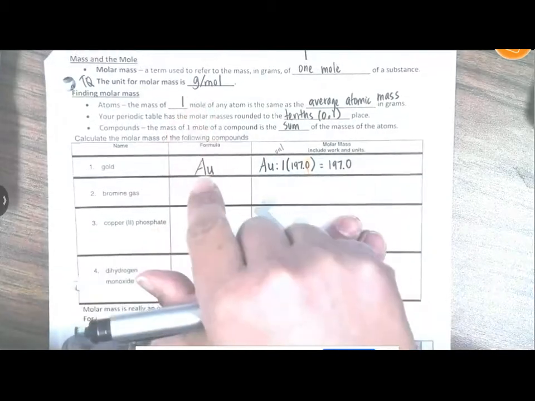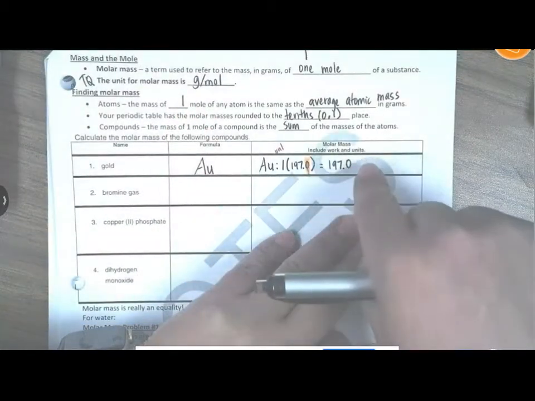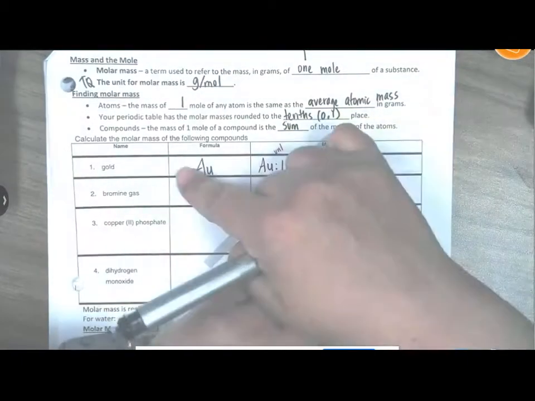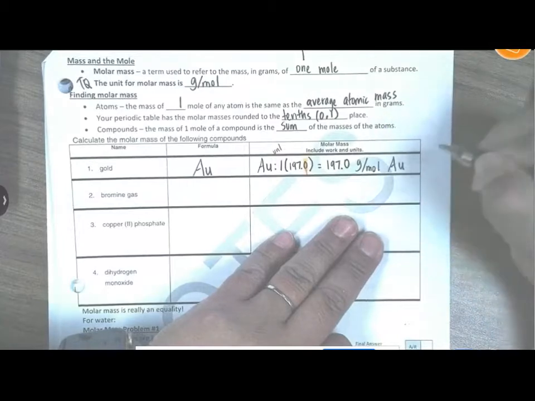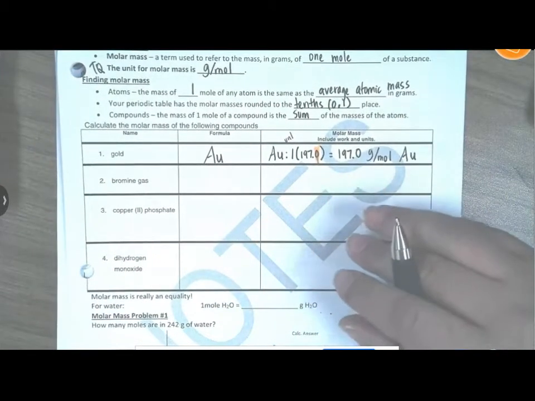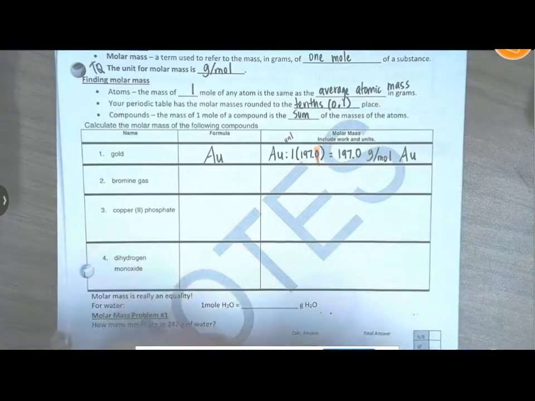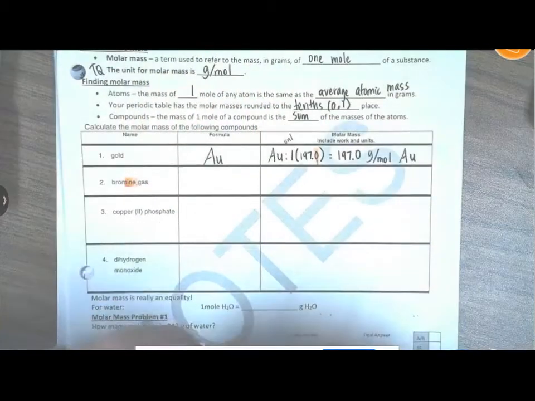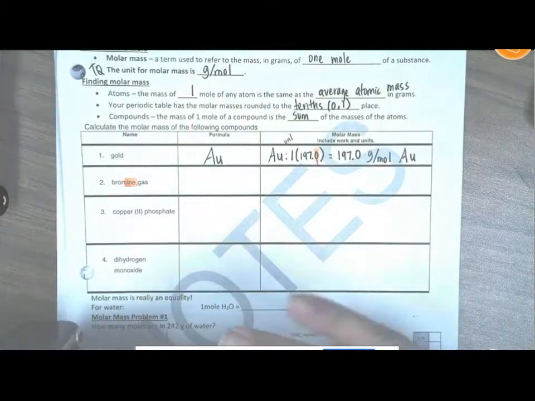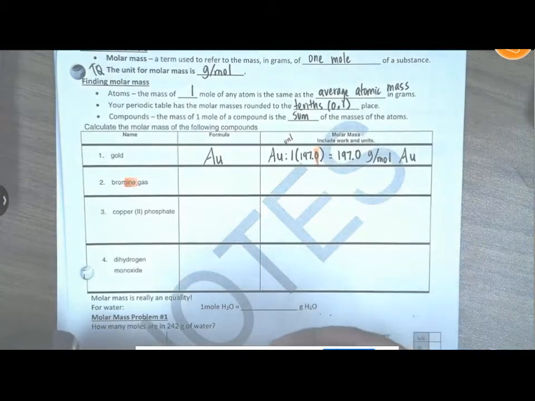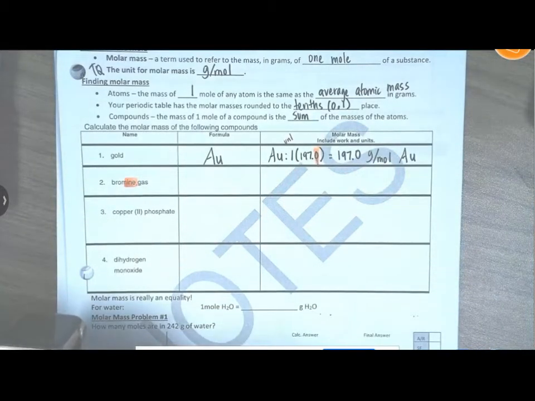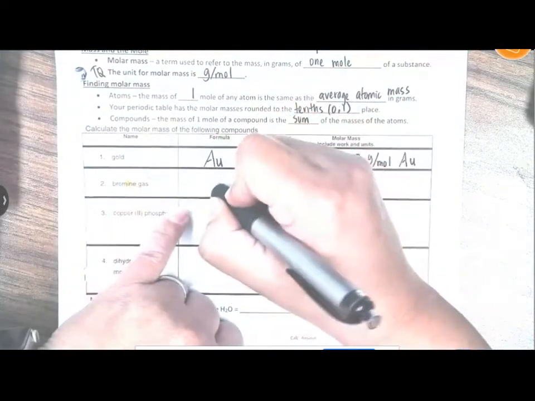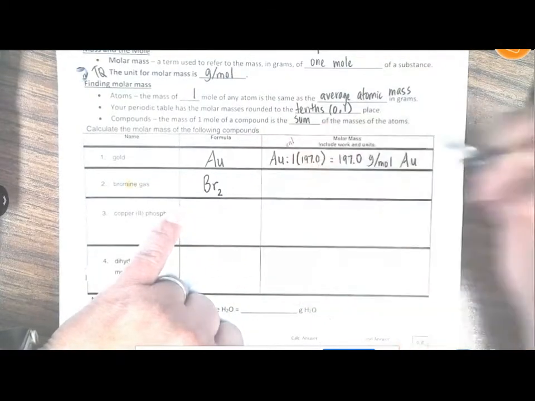We already said that when I calculate molar mass, my unit will be grams per mole. Then I have to include the substance. What's the substance? Au. And that's it. But now, what about bromine, right? Well, I have to be careful. Diatomics, right? I have to be careful with diatomics. I got to know my diatomics. On the test, some of you didn't recognize some of your diatomics, and that's going to cost you points, right? So bromine ends in GEN or INE. So it's not just Br, it's Br subscript 2.